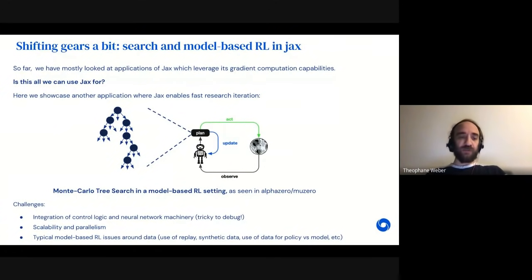And there are challenges in doing so. The first is that in a typical neural network guided tree search, you have a tight integration of the control logic and neural network machinery, and this is actually quite tricky to debug. There are challenges around scalability and parallelism because tree search is inherently a sequential algorithm. Fabio will mention more on this later. And as is typical for model-based RL setups, there are a lot of design choices around the data pipelines: the use of replay, the share of synthetic data versus real data, how to use data for policy learning versus model learning, and so on. And so you need a framework which enables you to quickly test loads of different ideas in that kind of setup. Next slide.